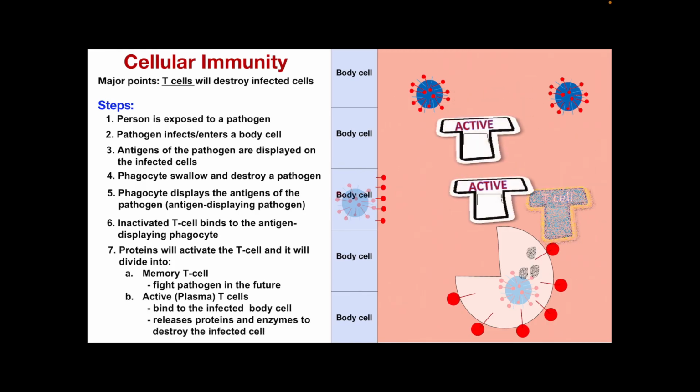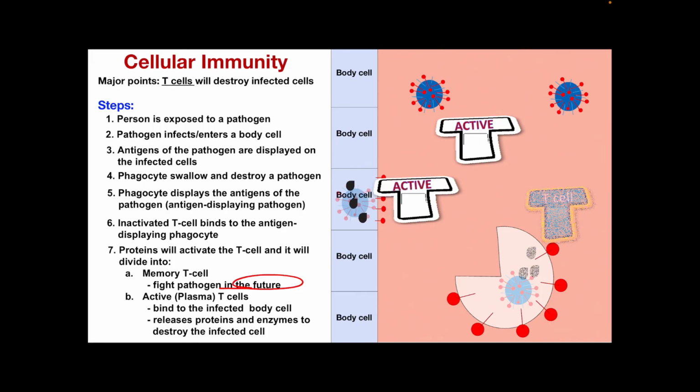The memory T cell will fight pathogens in the future. However, the active plasma T cells will bind to the infected body cells. After binding, these active plasma T cells will release proteins and also enzymes to destroy the infected cells. So we call them cytotoxic T cells. After that, of course, the pathogen will be destroyed, and the healthy neighboring cells will multiply through mitosis. So that is how your cellular immunity works.